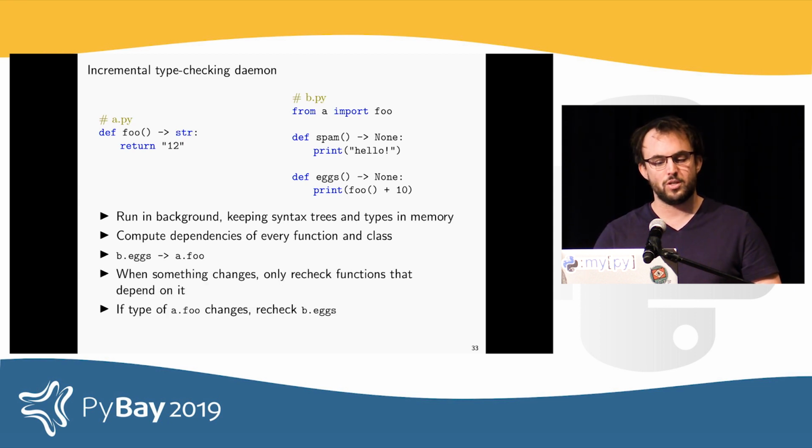And then when something changes, instead of rechecking all the modules that depend on it, we can be much more fine-grained. We can recheck only functions that depend on it. So here, if the type of a.foo changes, we can just recheck b.eggs.